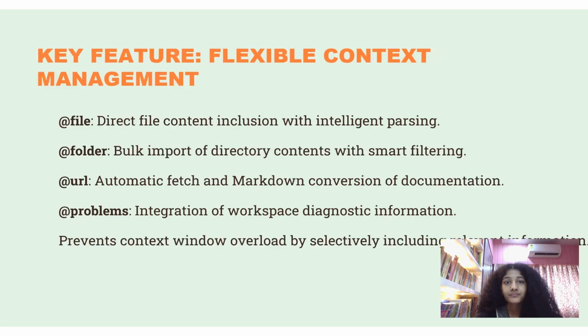So, one big problem with AI is that sometimes it forgets what you are working on or does not have enough information. Klein has a very easy way to fix this. You can just use simple shortcuts to tell it exactly what to look at. For example, if you want to look at a specific file, you just type @file. If you wanted to read a whole folder, you just type @folder. You can even give it a website link using @URL and it will go there to read the instructions for you. This helps the AI understand your project perfectly so it does not make any mistakes.